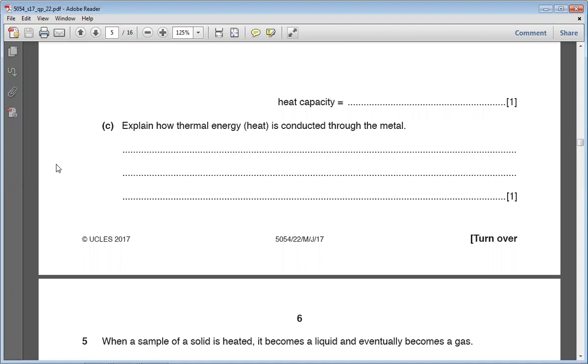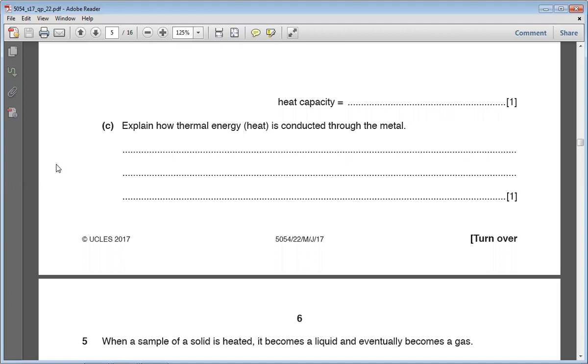Another method of the thermal energy transferred through the metal, or how the conduction is done, is by the free electrons. The metals have free electrons in them and they can flow in the body of the metal. So the free electrons which are at the hot end, they absorb the thermal energy and they flow from the hot end to the cold end.